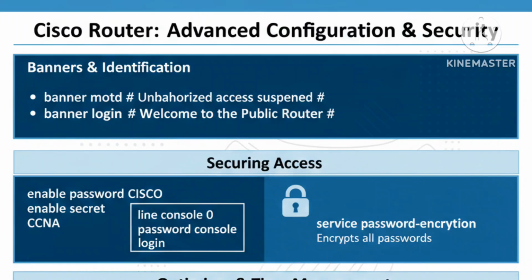Securing access. To set an unencrypted enable password, use Enable Password Cisco. For a more secure, encrypted version, use Enable Secret CCNA. To protect the console port, enter line configuration with line console 0, set the password with password console, and enable the password prompt using login. To protect all passwords in the configuration file from being read as plain text, use Service Password Encryption.